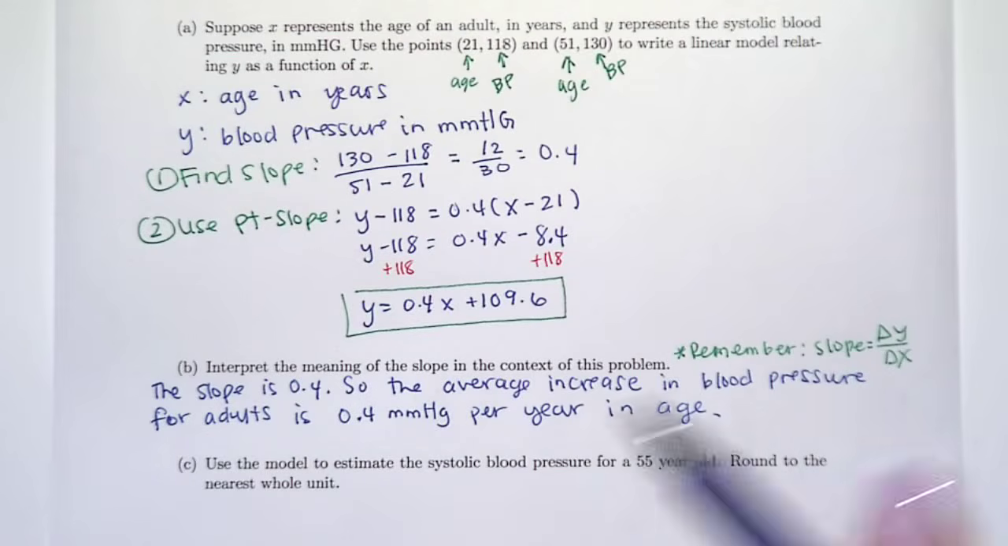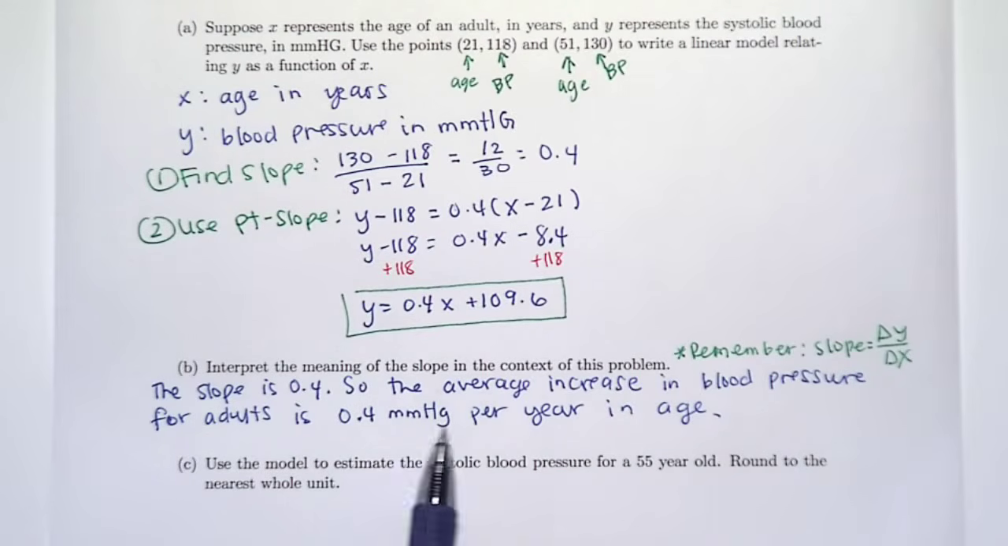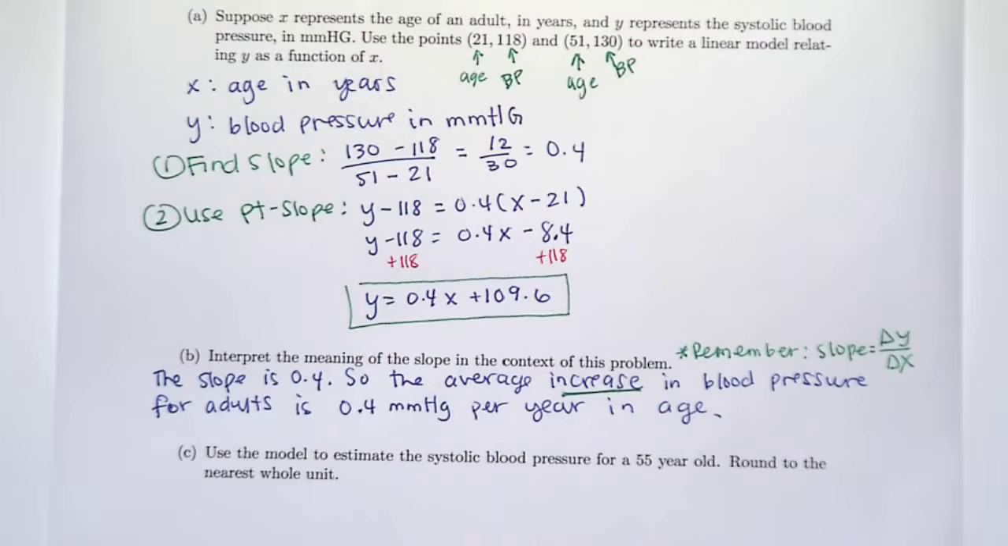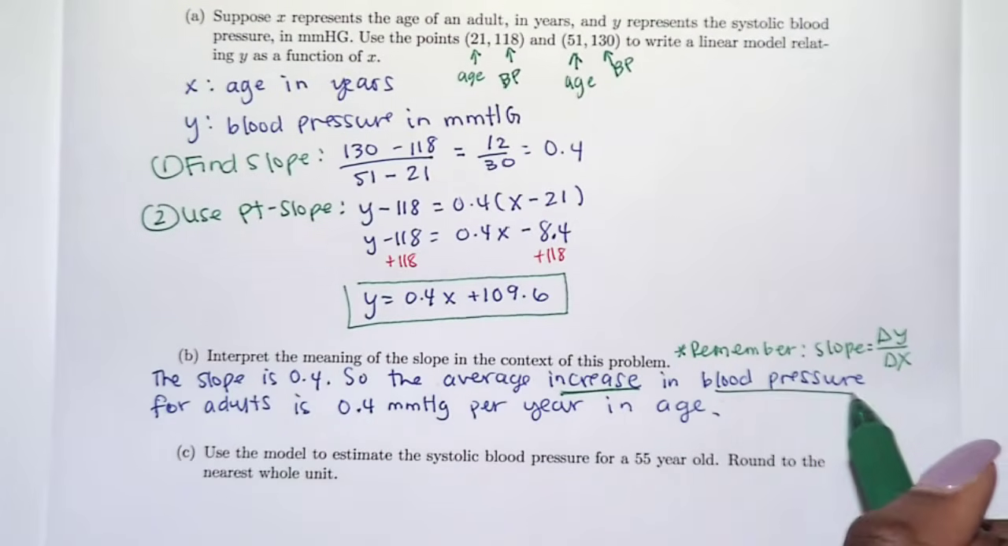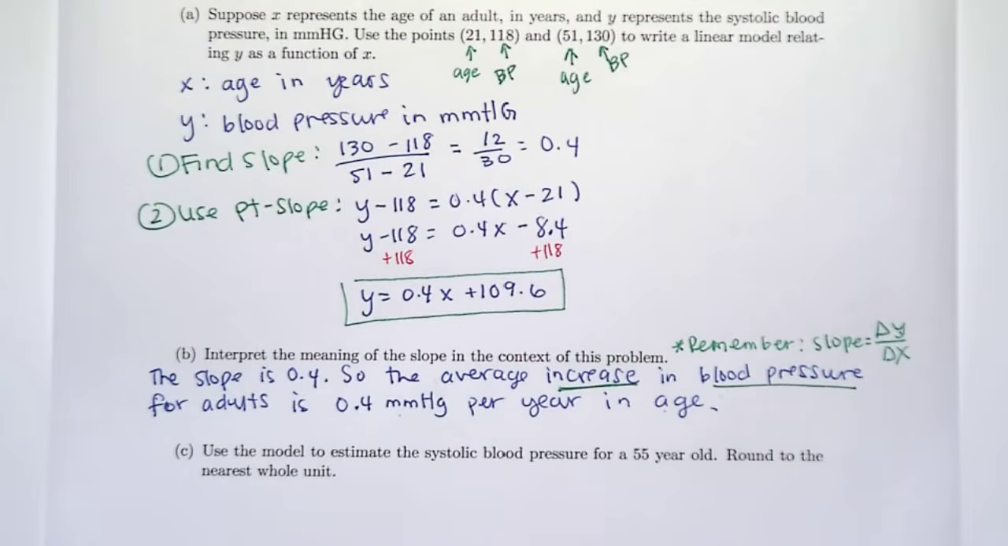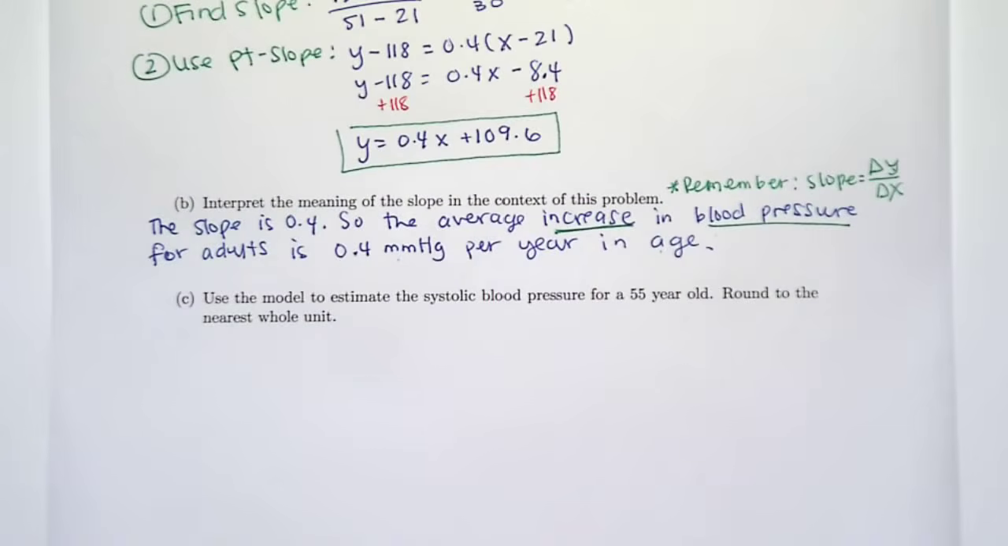All right, so that's what we have here, right? Change in y. So this is our y, this is our x. So y per x. So important parts. Our slope is an increase. Our function is the blood pressure, so it's the increase in blood pressure. And then we have our y over our x. All right, so you'll have a lot of practice of constructing these sentences. Okay, and then part C, we want to use the model to estimate the systolic blood pressure for a 55-year-old, round to the nearest whole unit.